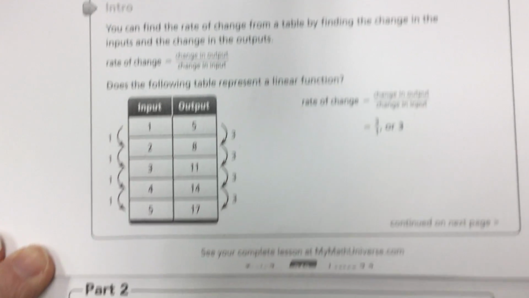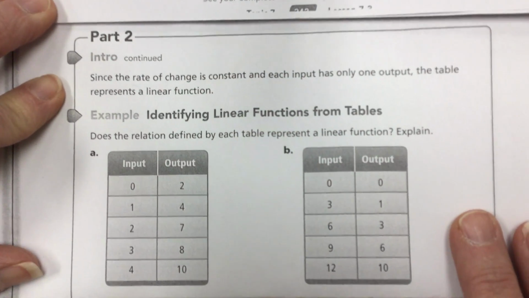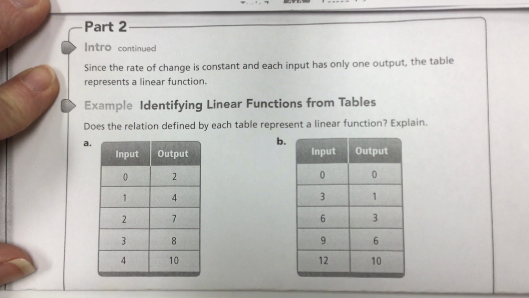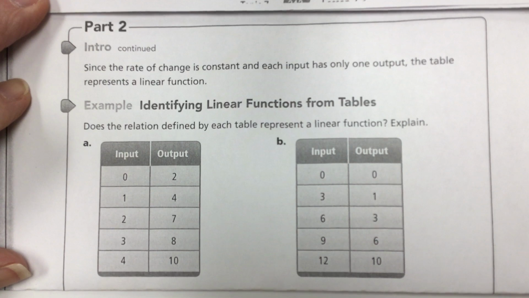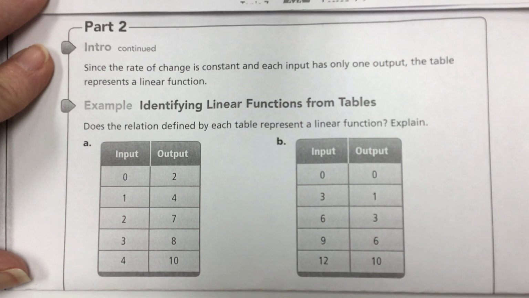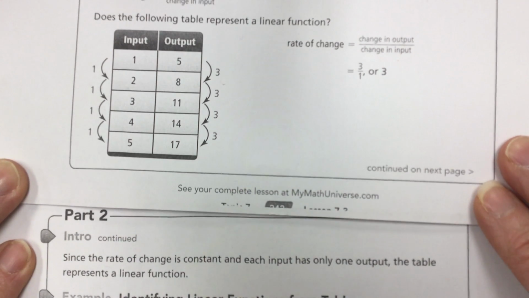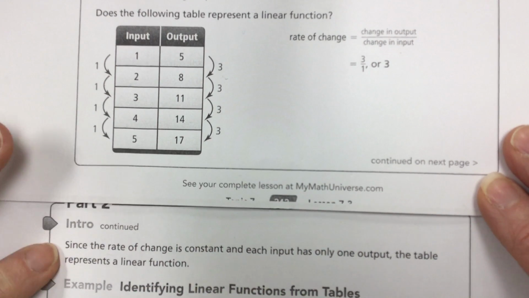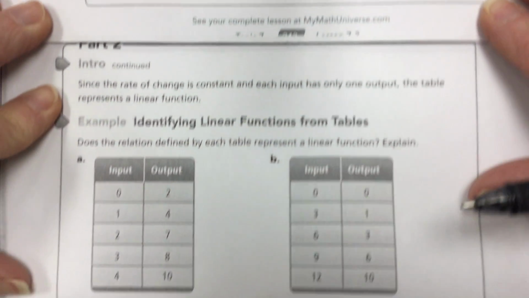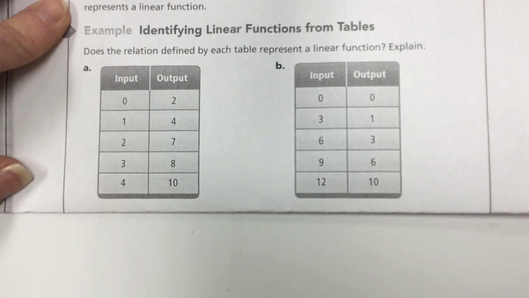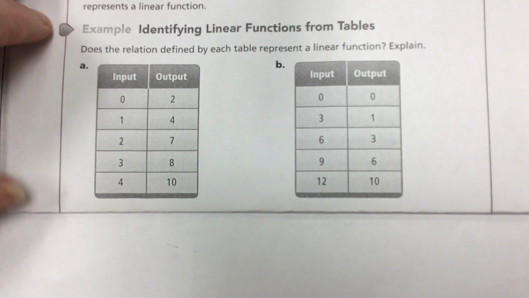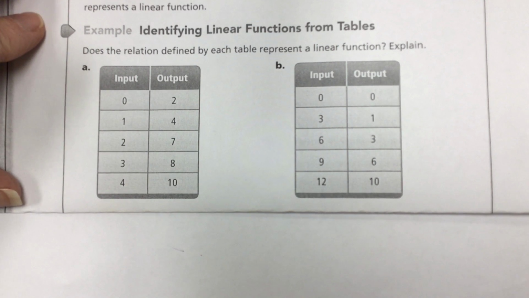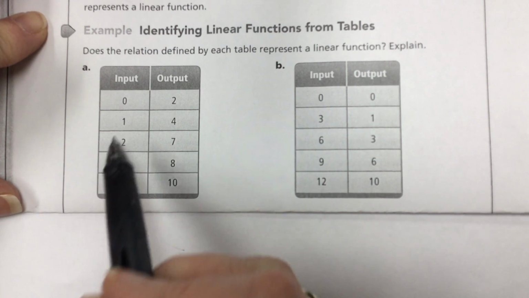So next, let's look at the next 2 tables. Since the rate of change is constant and each input has only 1 output, the table does represent a linear function. That's the one we've been talking about. Yes, it did represent a linear function. Now let's look at these 2 tables. Identify the relation defined by each table representing a linear function. Does the relation defined by each table represent a linear function? So let's begin looking at each one of these.